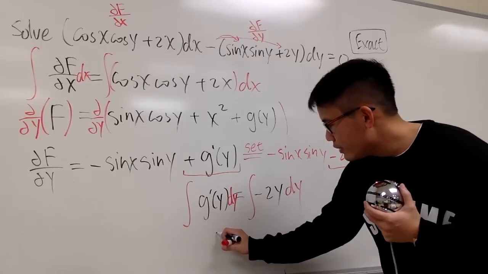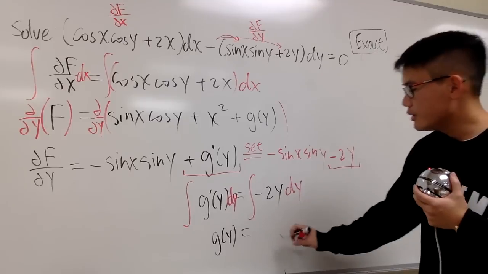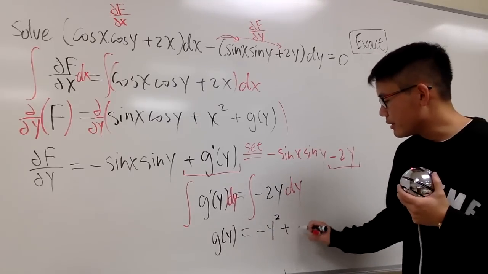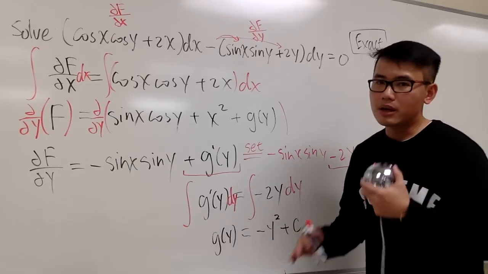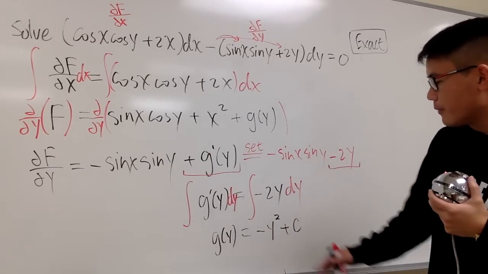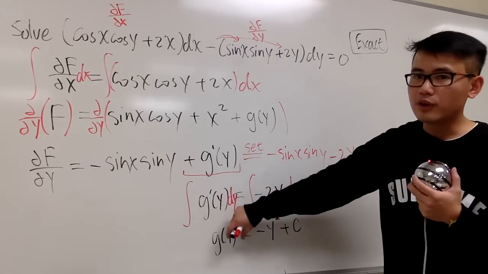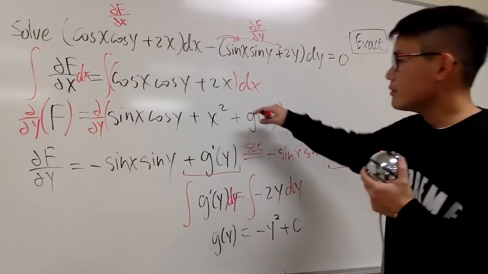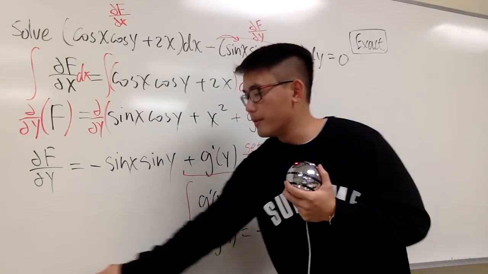And on the left-hand side, you will just get g of y, and this is equal to, when you integrate this, you get negative y squared. And right here, you can put down plus c if you would like. If you just want to talk about the function part, that's okay as well. So this is it. This is just a constant c because g is just a function in terms of y. There's no x at all. Capital F involves both x and y, so that's why we have to put down g of y earlier.